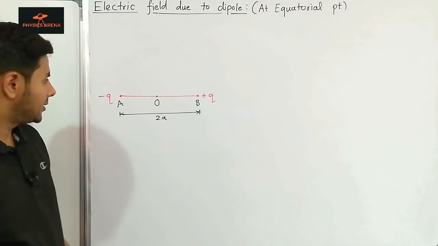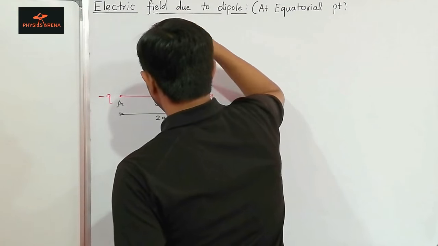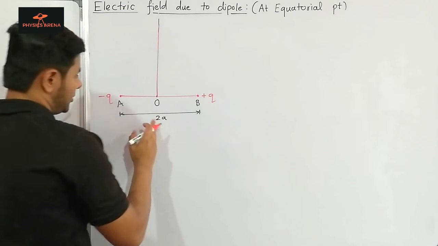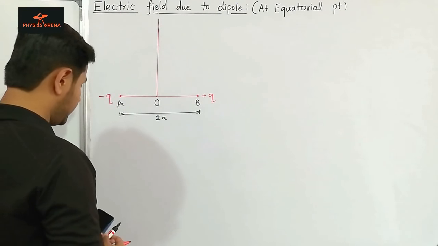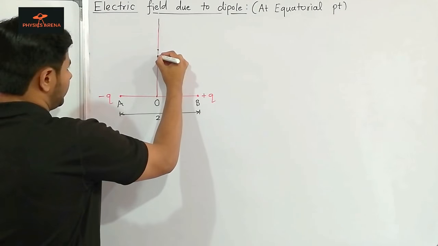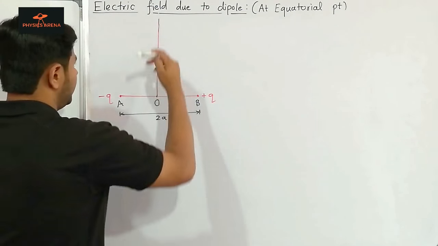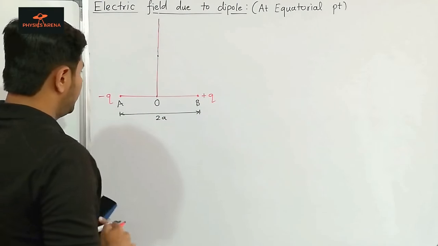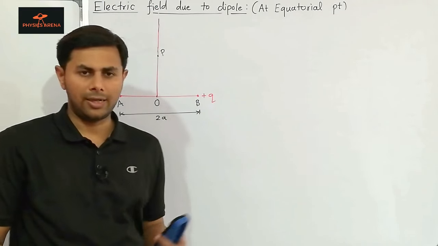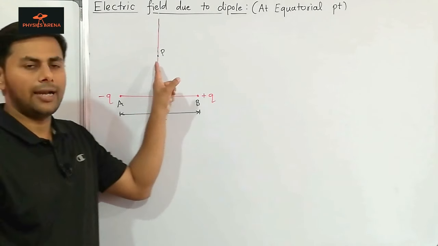Then let's draw the equator, which is a perpendicular line passing through the midpoint, and let's choose some point on the equator. Suppose this is some point on the equator. Let's call it P, and I wish to find the electric field due to this system at this point P.